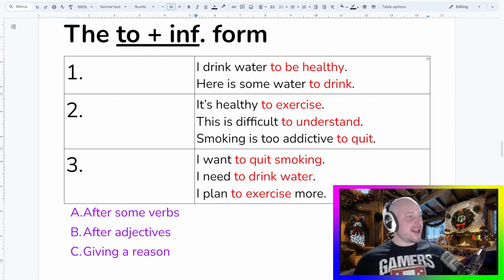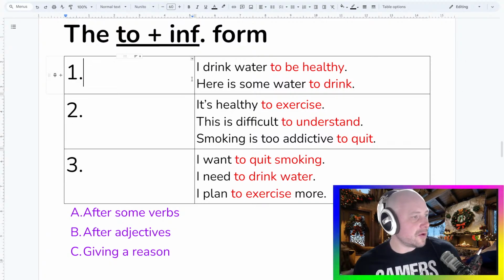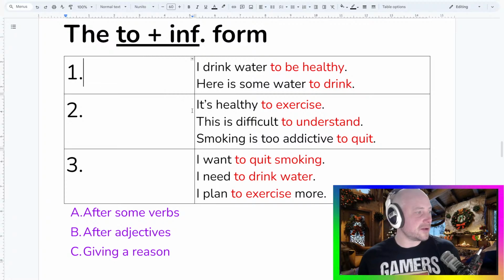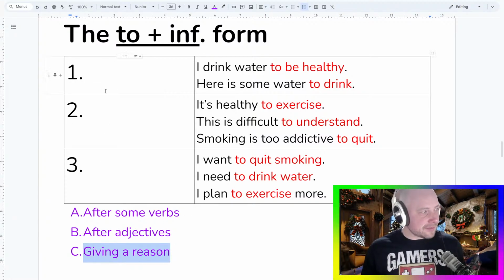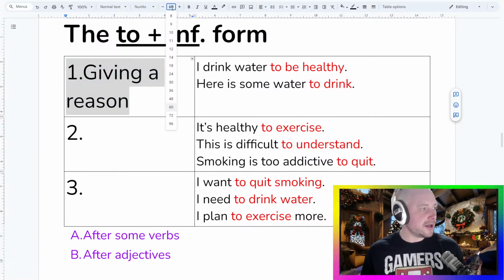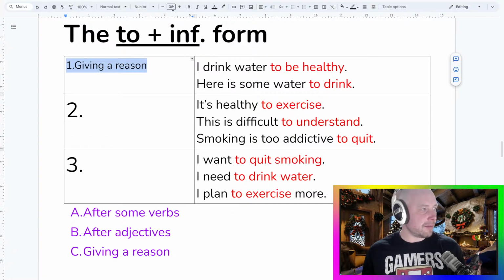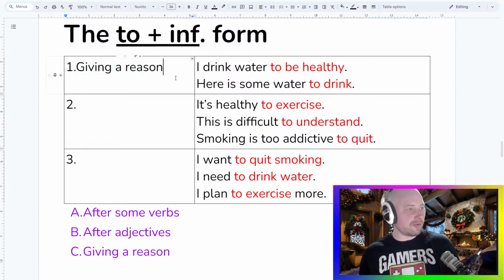So here come your answers, folks. I drink water to be healthy. Here is some water to drink. So here we've got giving a reason. We could also say this is giving a purpose. It's not just a reason, but also a purpose. Giving a purpose or reason.